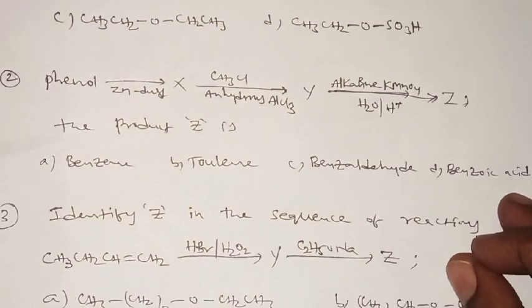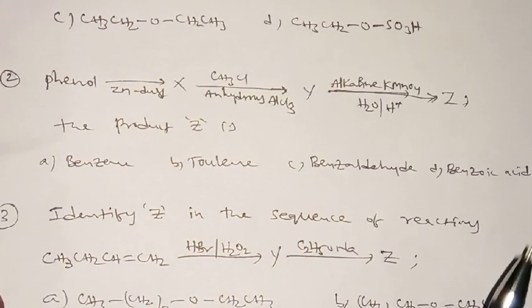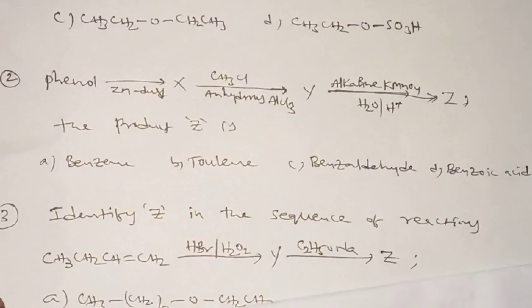Phenol with zinc dust gives X. In the presence of CH3Cl and anhydrous AlCl3 it gives Y. In the presence of alkaline KMnO4 and then H2O/H+ it gives Z. The product Z is? So let us see step by step.